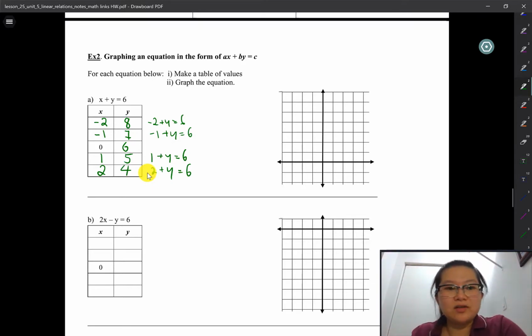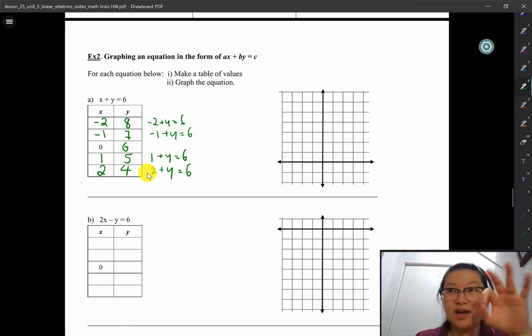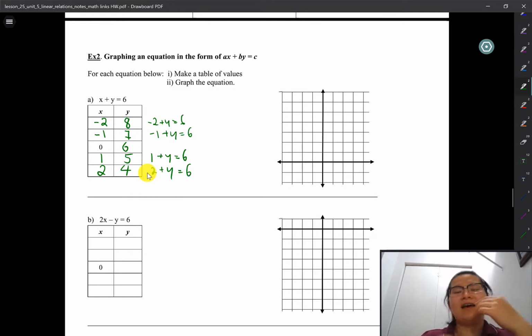We generate a table of values. Notice what we did was that we just plugged in numbers for x. Well, not completely random. The equation spits out a value for y, and that helps us generate a bunch of values, coordinates that we can use to plot on our graph.